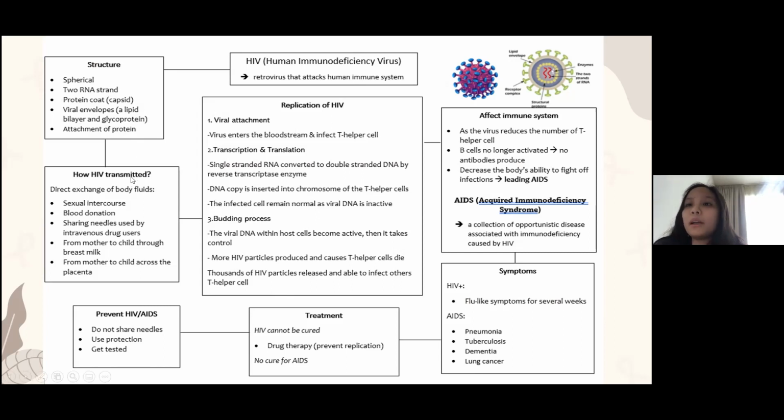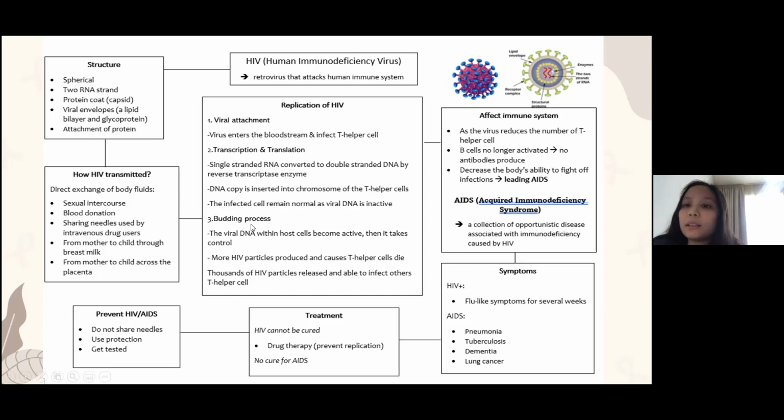So we're now going to talk about the replication of HIV. The HIV will have to attach to the co-receptor on the T helper lymphocytes, and the virus first enters the bloodstream and infects the T helper lymphocytes. Then the single-stranded RNA is converted to double-stranded DNA by the reverse transcriptase enzyme. The viral DNA copy is then inserted into the chromosome of the T helper cells. The infected cells remain relatively normal as viral DNA is inactive.